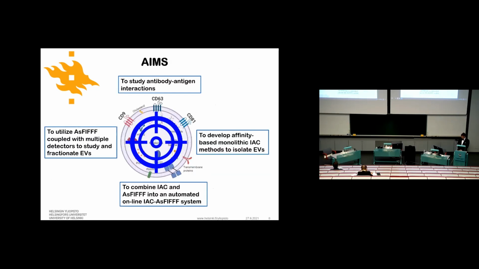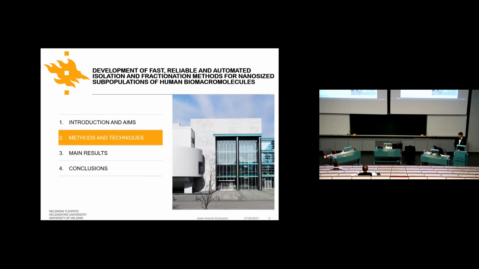Now, the aims of this research have been, first, to study antibody-antigen interaction, to develop affinity-based monolithic immunoaffinity chromatography methods to isolate extracellular vesicles based on this antibody-antigen interaction information, to utilize FFF coupled with multiple detectors to study and fractionate EVs based on size, and to combine these two methods and techniques into an online automated system.